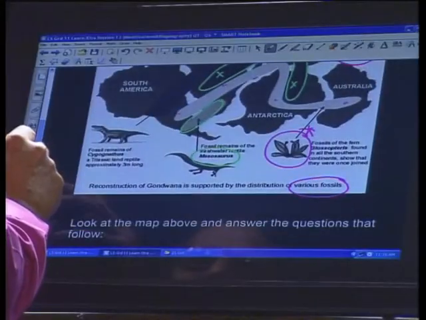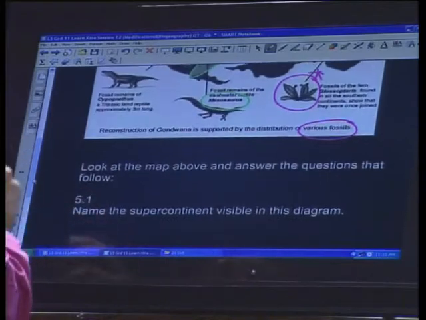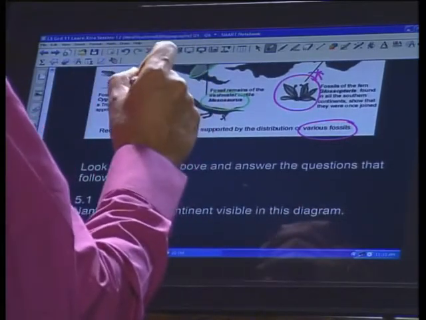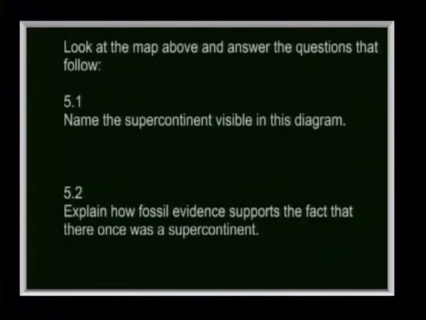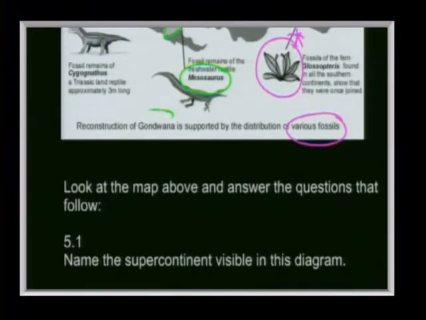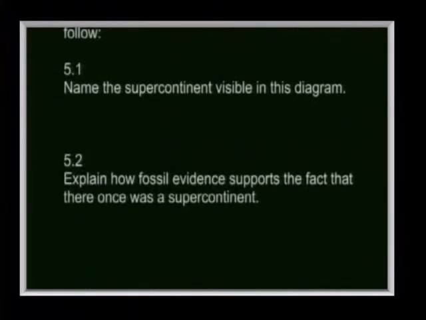So let's look at the questions. Remember, everything that I discussed now is what you basically go through even before you start answering the questions. So the answer, name the supercontinent visible in this diagram. Again, from the diagram you can see, there we go, Gondwana. So the supercontinent then is Gondwanaland.